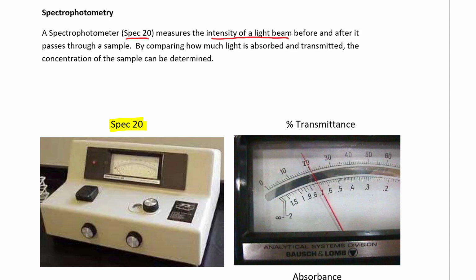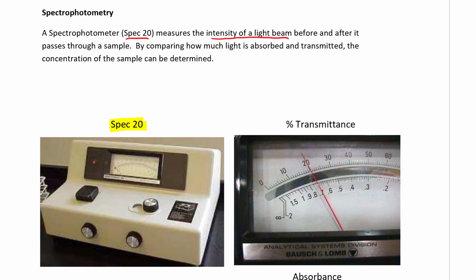I bring this up because I want to show you something. There's a relationship between the amount of light absorbed and the amount of light transmitted. If 100% of light is transmitted, then no light is absorbed. If all of the light is absorbed, then there's no light that's transmitted. So there's a relationship. It's indirect. However, the scales are very different.